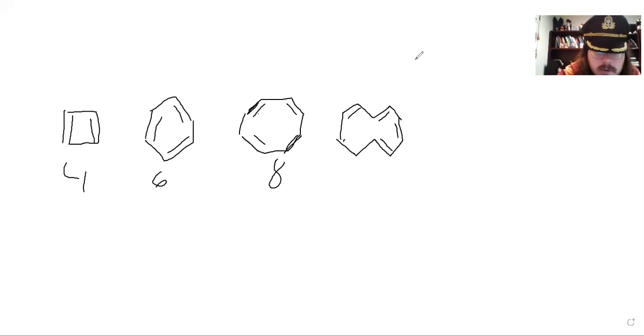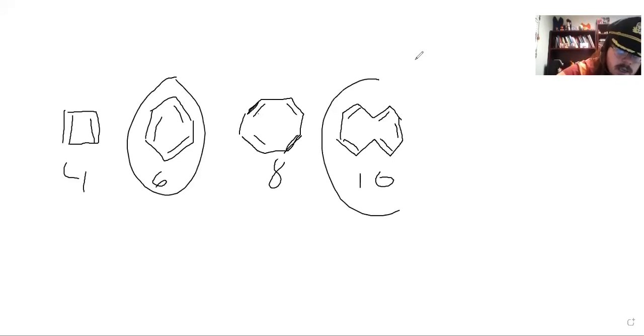I know what I screwed up right there. Okay, 10. Now, all will have two Kekulé structures, but only 6 and 10 are actually aromatic. All of these will have two different Kekulé structures, but only these two are actually aromatic. And this is due to the molecular orbitals of these.